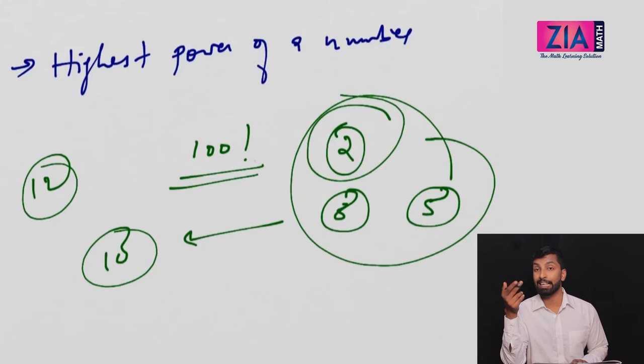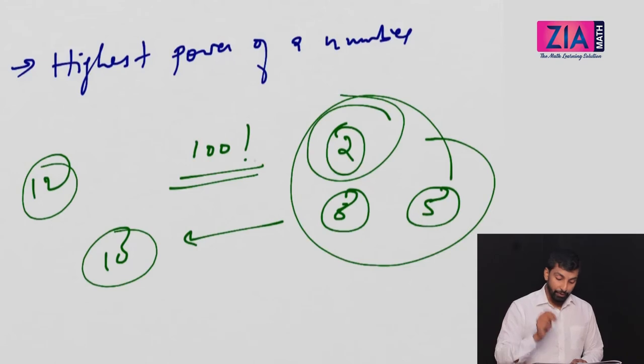If I ask you what is the highest power of 2 in 100 factorial, it means how many 2s are there. If I ask you the highest power of 5 in 100 factorial, it means how many 5s are there. I hope this is clear for all of you. Now let's see how to find it. That is the first question.